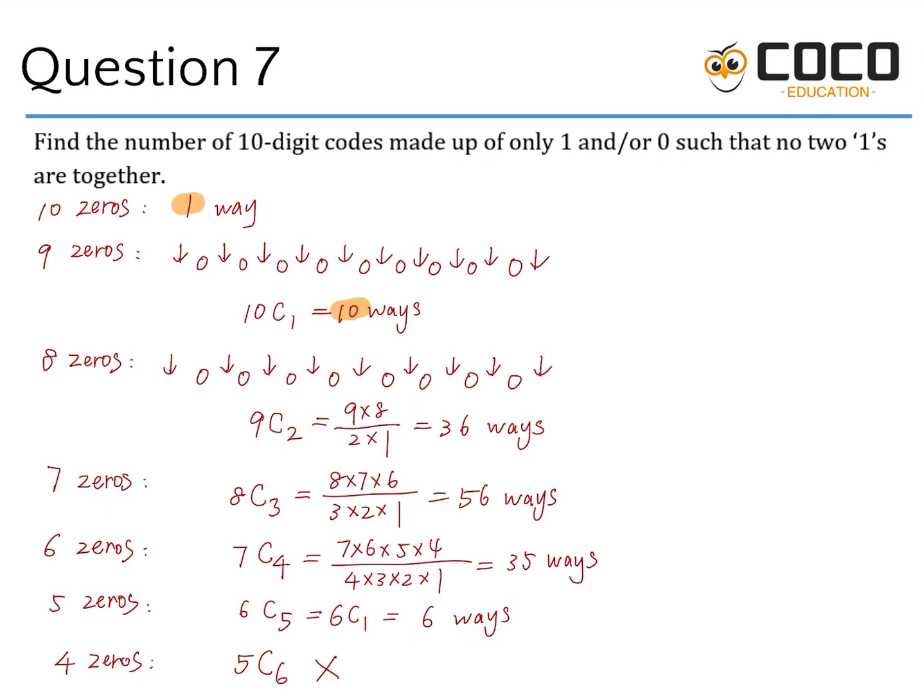Now we just add everything together. So we have 1 plus 10 plus 36 plus 56 plus 35 plus 6. So added together, the sum is 144. That will be the answer.